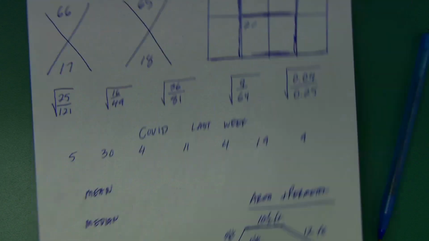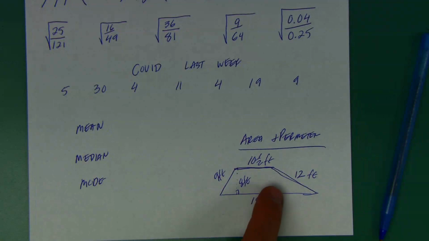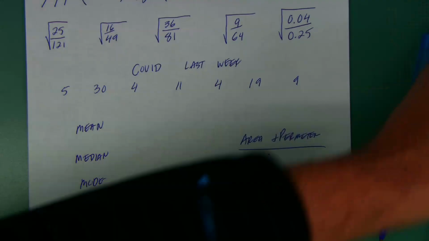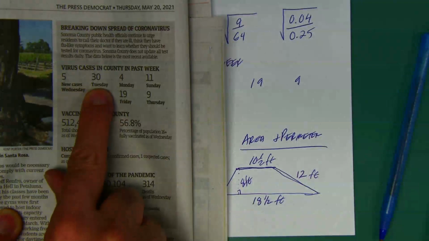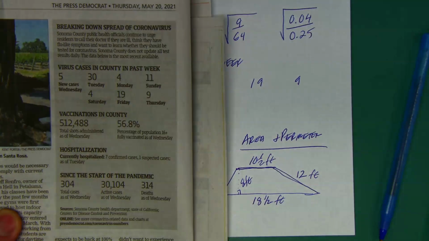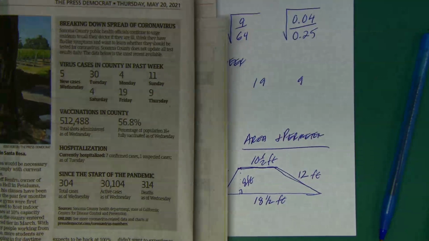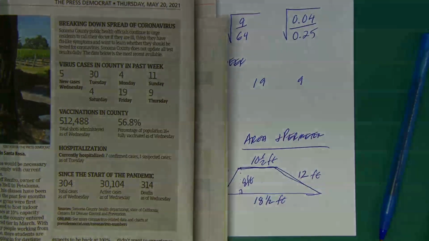Okay, now let's do the bottom part. The bottom part, we're doing the area and perimeter of a trapezoid, and we're going to get the mean, median, mode of the latest COVID numbers, right? Latest COVID numbers in the paper today, Thursday, May 20th. We had 5 yesterday. I like that. Didn't like that 30 from Tuesday, but then a 4, 11, 4, 19, and 9. And the numbers went down. We dropped a bigger number, 20, and replaced it with a 5, so that helps.